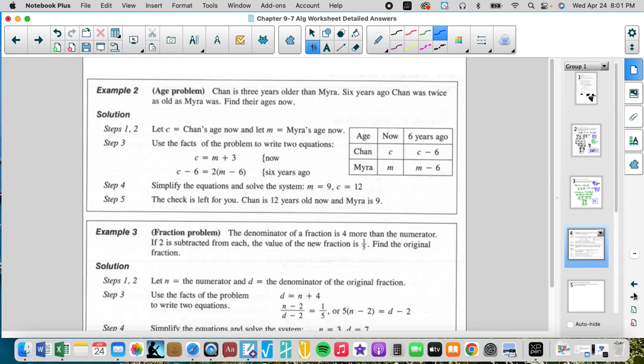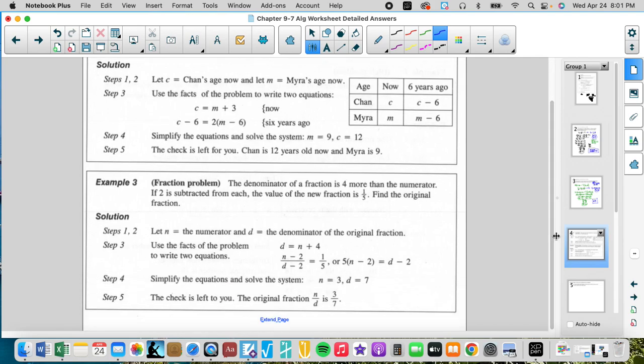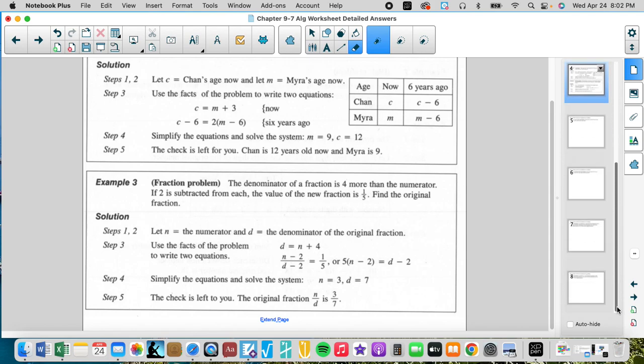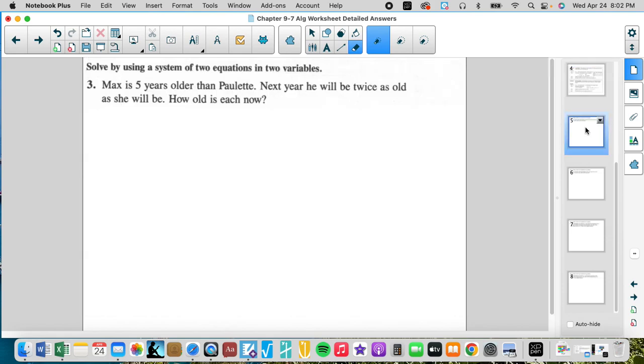Example 2. Chan is 3 years older than Myra. 6 years ago, Chan was twice as old as Myra was. Find their ages now. Those are so tough. And then example 3, the denominator of a fraction is 4 more than the numerator. If 2 is subtracted from each, the value of the new fraction is 1/5. Okay. All right. Let's give it a shot. How many of these we got? We got 4 of them. So this is a manageable section.